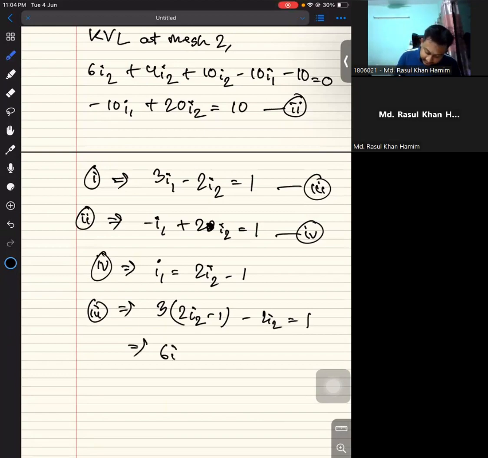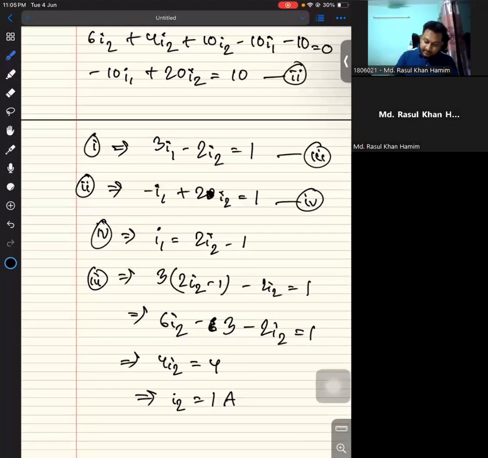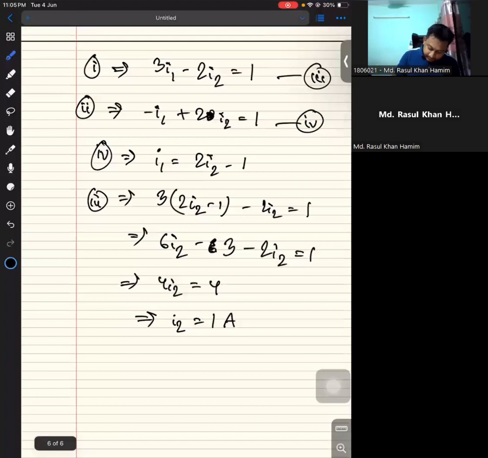Now, if we calculate this, we get 6I2 minus 3 minus 2I2 equals 1, or 4I2 equals 4. From here, we get I2 equals 1. So we have found the value of mesh current I2, and it is 1 ampere. Now, if we put this value in equation 4, we get I1 is also 1 ampere.